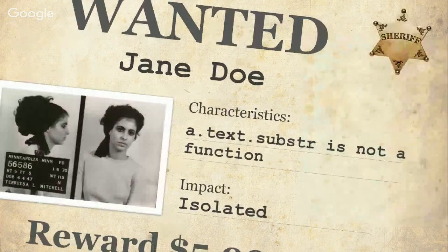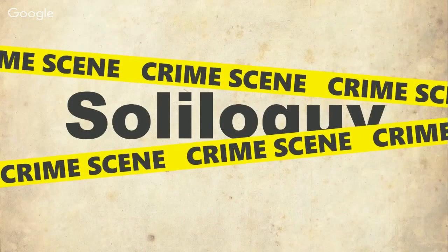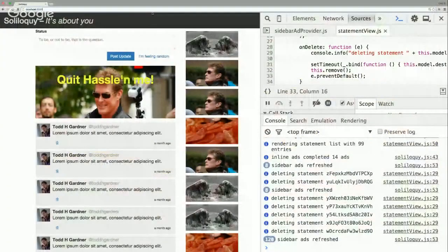Let's take a look at another error. Here we have another Jane Doe. Now this one, a.text.substring is not a function. This is pretty isolated. It doesn't happen very often. In fact, it happened 2,000 times, but it only happened to one person. One poor person had just a really bad time. And because we're using Raygun.js on this, I've captured who this person is. So we're going to take a look at this error and see if we can recreate it. I'm going to load up that customer's account, and we're going to see what we can do.